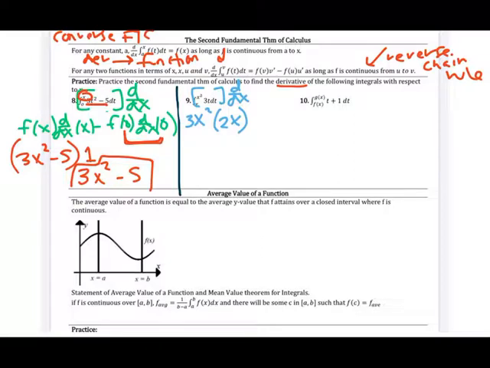Minus, what do I get when I plug in the lower bound? I get 3x times the derivative of that lower bound, which is just 1. So this is going to give me 6x to the third minus 3x.